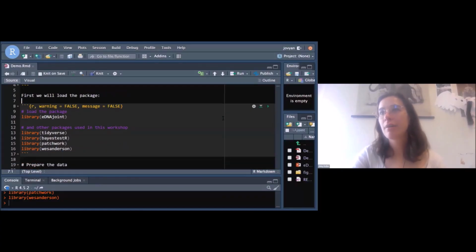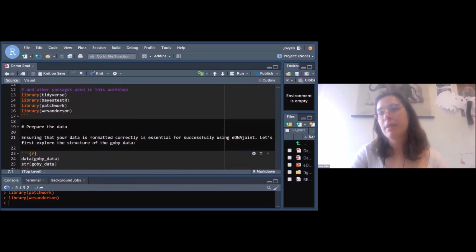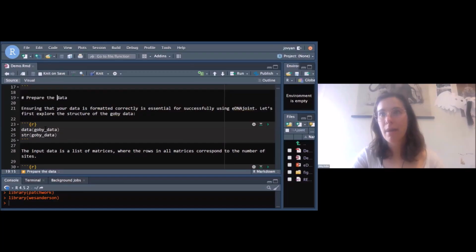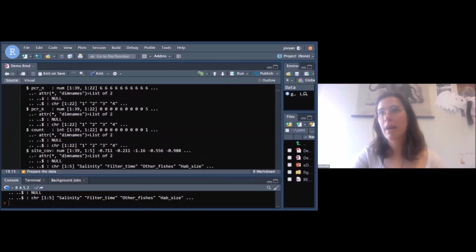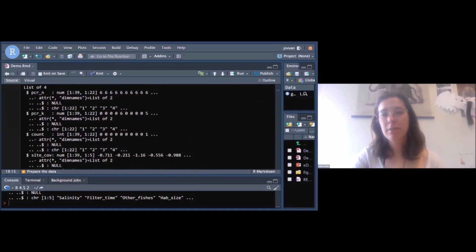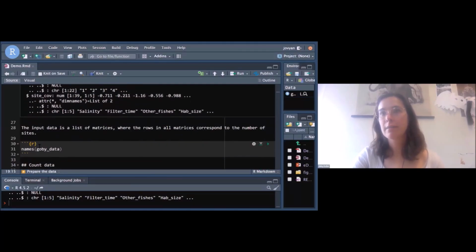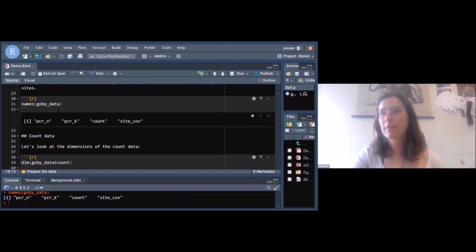So first step, we're going to load the R package as well as some other packages that we'll be using today. And the first thing to think about is preparing the data. Making sure that your data is properly formatted is really important for making sure that the package works as you expect. Again, there's a few data sets that are embedded in the package. One of these is the tidewater goby data. So we can see we're loading the data, looking at the structure. It's a list of matrices. We have our PCR eDNA data, the count traditional observations, and our site level covariates. So again, this is the list of 4 named matrices in your input data.